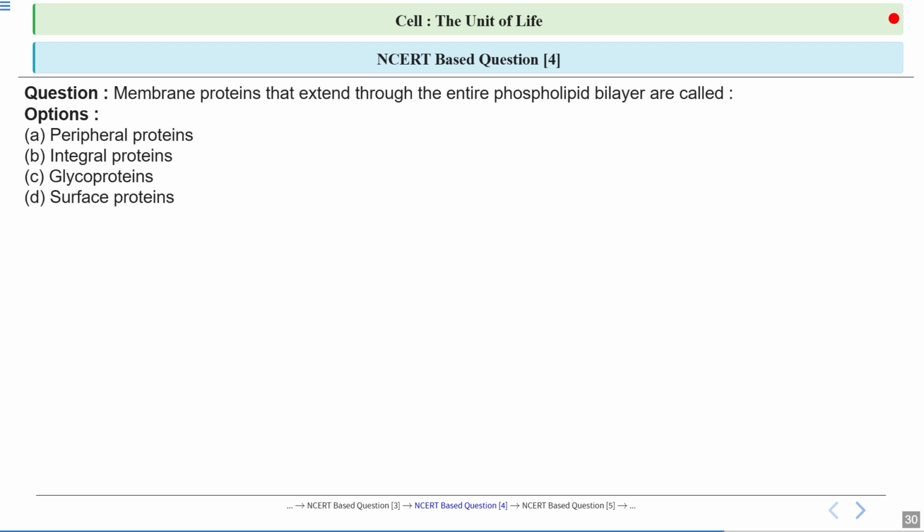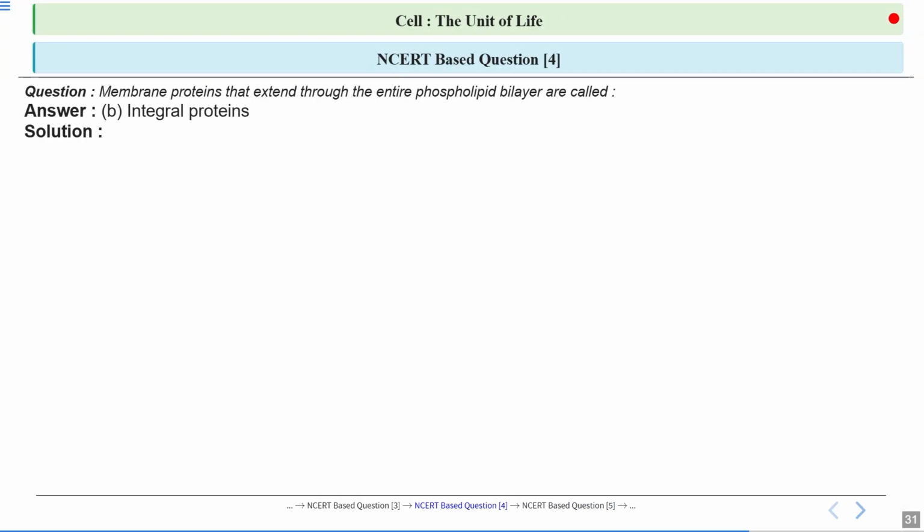Next question, membrane proteins that extend through the entire phospholipid bilayer are called. They're asking about the membrane proteins. The options: peripheral proteins, integral protein, glycoprotein, surface protein. What will be the correct answer? So let's have a look at the answer. Option number B, integral protein, is the correct answer.